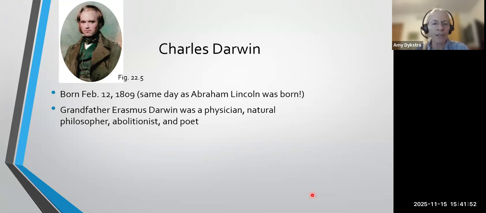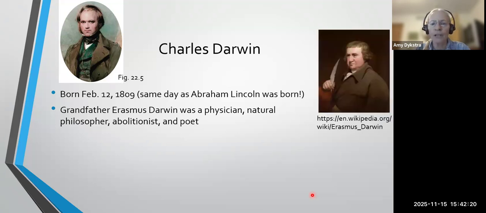His grandfather, Erasmus Darwin, was a physician and was a natural philosopher. In other words, he thought about nature and thought about how it could have come to be the way it is. He was an abolitionist. He was definitely against slavery, and he was a poet. And Charles Darwin's father was also a physician. And there's a picture of Erasmus Darwin, the grandfather.